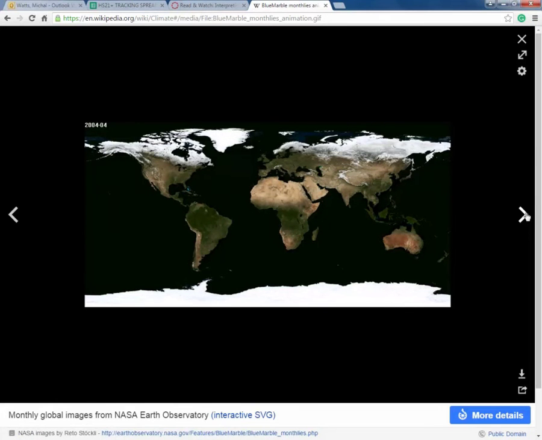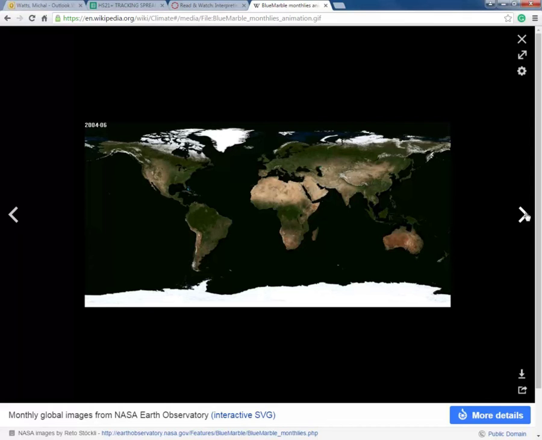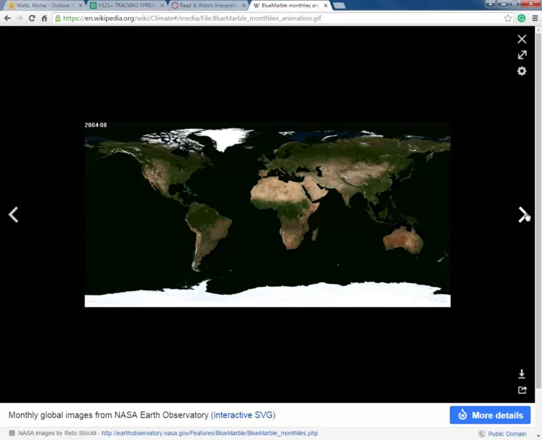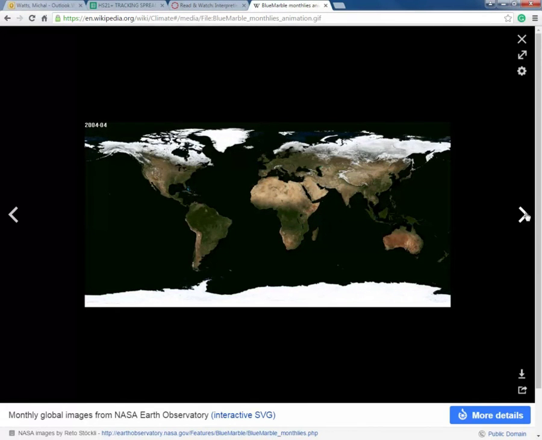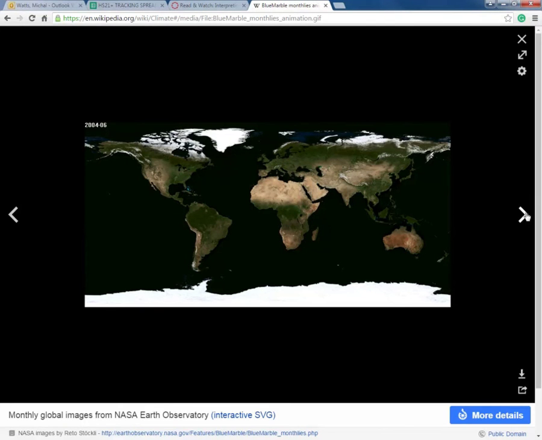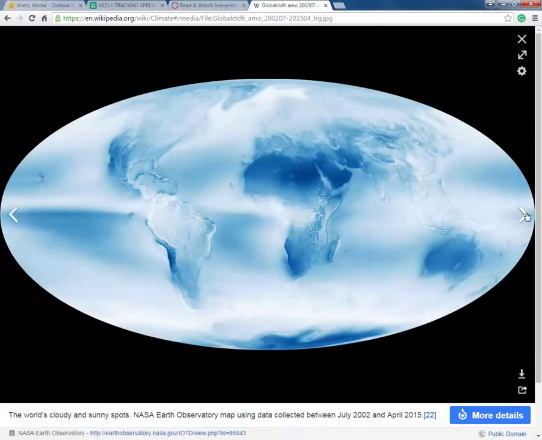This graph is a monthly global image from NASA. Notice there's no key, and so you're just kind of looking at the changes from a NASA space looking down on here. But as far as interpreting it, you're kind of like, oh, what does this mean? I need a key to help me explain things. The world's cloudy and sunny spots. It's beautiful, huh?